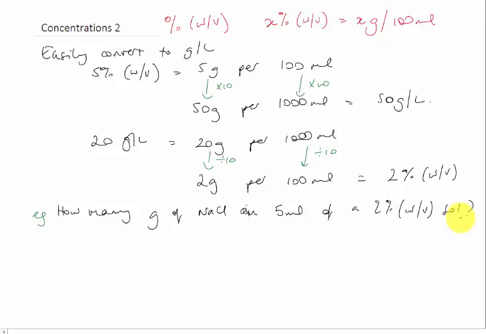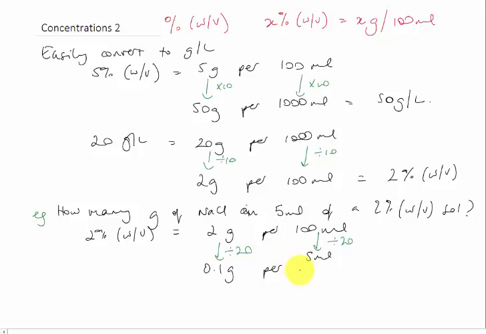You'd write down first of all that 2% weight per volume is the same as saying 2 grams per 100 mils. And here we're not changing the volume to a litre, we're changing it to 5 millilitres. And how do I get from 100 mils to 5 mils? I divide by 20. And so this I also divide by 20, so that gives me 0.1 grams for every 5 millilitres of solution.